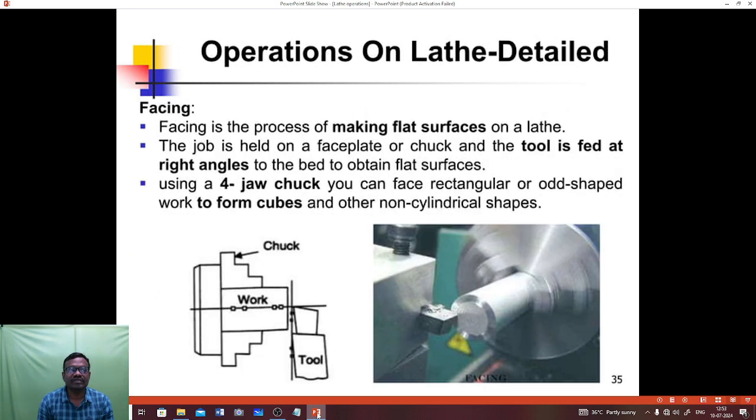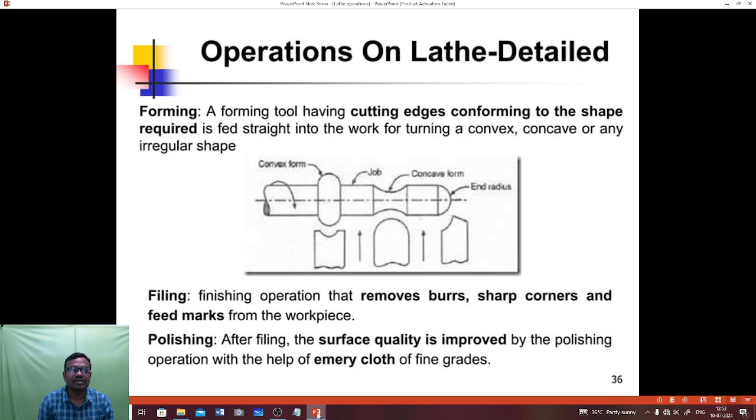Next one is facing. Facing is the process of making flat surfaces. The job is held on a face plate or chuck and the tool is set at right angles to the bed to obtain flat surfaces. Using a face plate or chuck, you can face rectangular or odd-shaped work to form cubes and other non-cylindrical shapes.